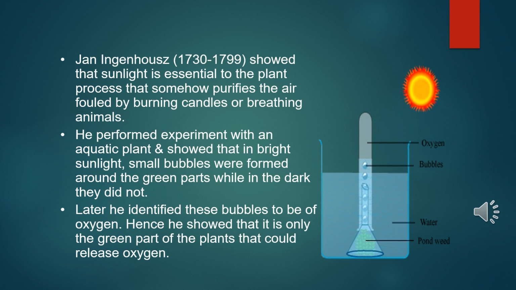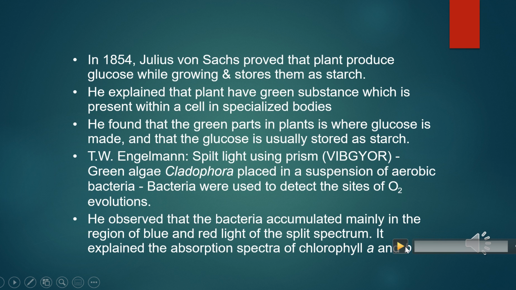Jan Ingenhousz showed that sunlight is essential to the plant process that somehow purifies the air fouled by burning candles or breathing animals. Ingenhousz, in an elegant experiment with an aquatic plant, showed that in bright sunlight, small bubbles formed around the green plants, while in the dark they didn't. You can see in this diagram that a hydrilla plant is kept under the funnel and bubbles are given out. Later he identified these bubbles as oxygen. Hence he showed that it's only the green part of plants that could release oxygen.